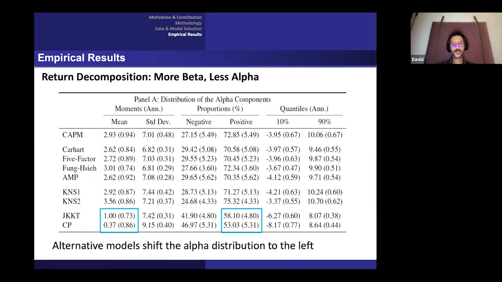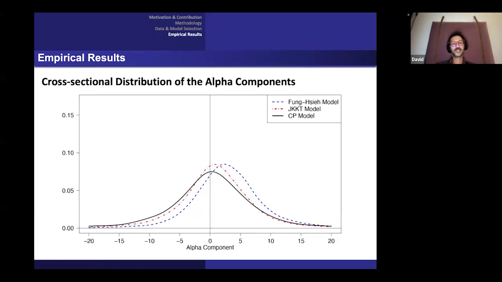Now, when you look down the table and turn to the alternative factors, you see a sharp decrease in the alpha, especially for the CP model. Now, it's not 3% per year that is delivered to the investors, but 37 basis points, a much lower number. And only 50% of the funds in the whole universe deliver positive alpha to investors. So you have an alternative model that leads to a massive shift of the alpha distribution to the left. This is actually what we find.